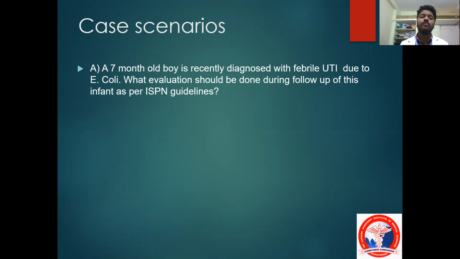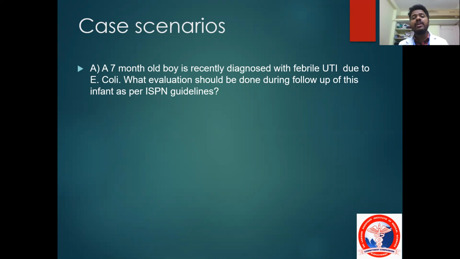pyelonephritis. So further evaluation in this child, if the child is less than 1 year, then definitely we have to do MCU and DMSA once the infection settles. MCU has to be done 2 to 3 weeks after infection. We have to send a urine culture. If a urine culture comes sterile, then we have to do MCU. This MCU is mainly to look for any vesicoureteral reflux, to rule out these structural abnormalities and any vesicoureteral reflux.